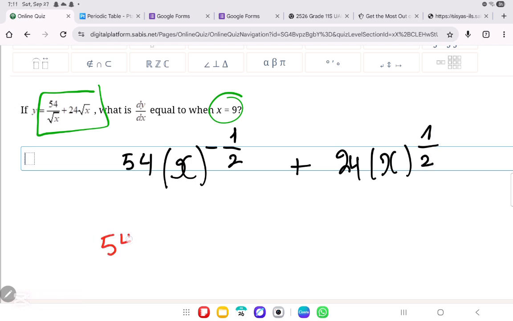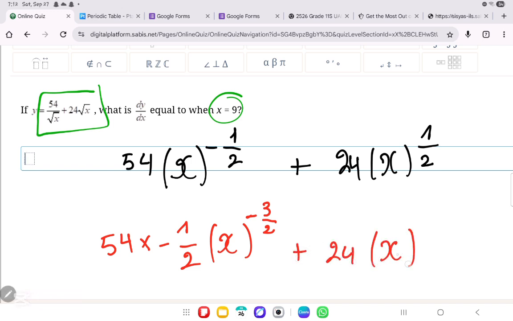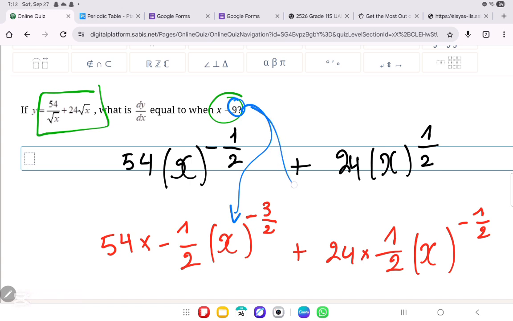It's going to be 54 times minus 1 over 2 times x to the power of what? What is 1 minus 1 over 2 minus 1? That's going to be minus 3 over 2. So 54 times minus 1 over 2 times x to the minus 3 over 2, plus 24 times 1 over 2 x to the power of minus 1 over 2. Now, if you want to simplify, you can simplify. If you don't want to waste any time, you can directly substitute 9 here.